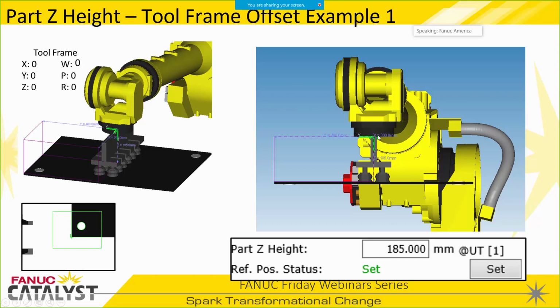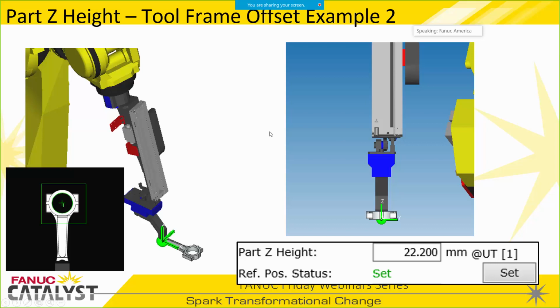If you put 0 in there, you're not going to get the correct information, and it's not going to be accurate. In this case here, we'll have this connecting rod here. The connecting rod's at an angle to the faceplate. So you want to have a tool frame which represents what the Z-axis is pointing to the camera.